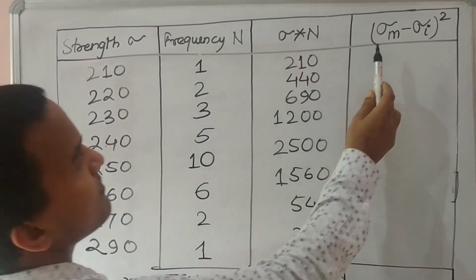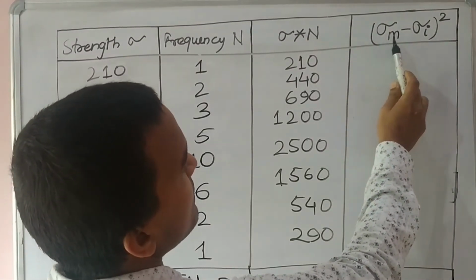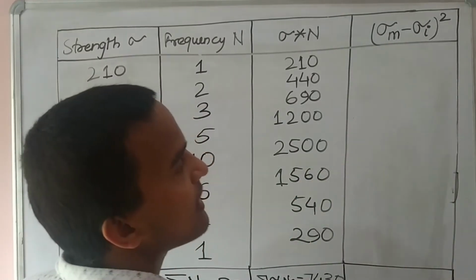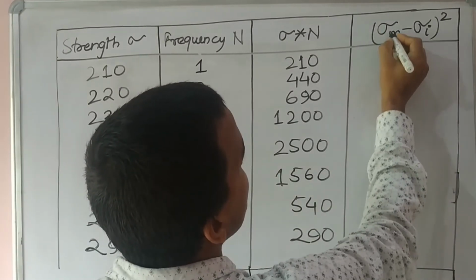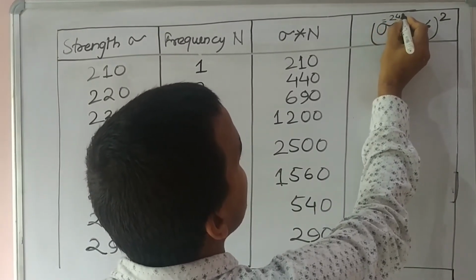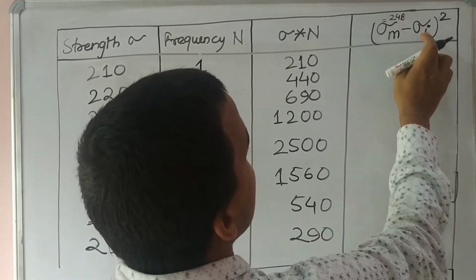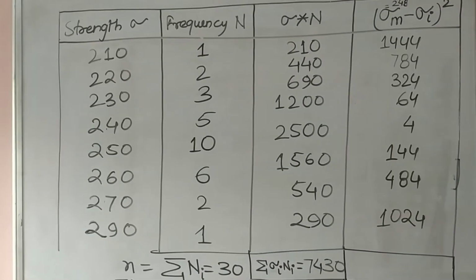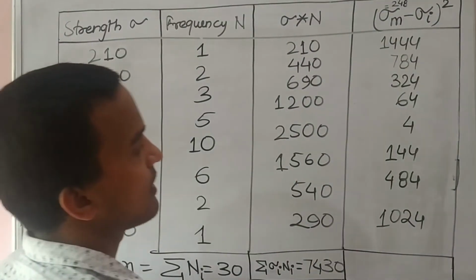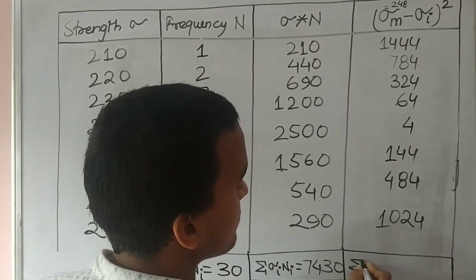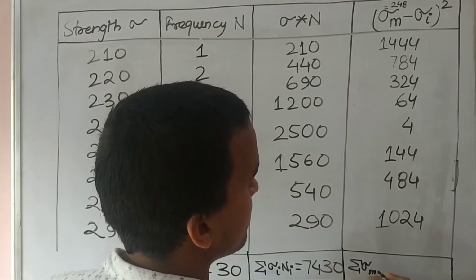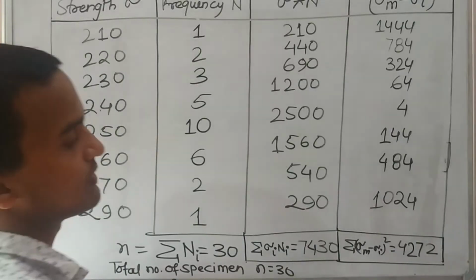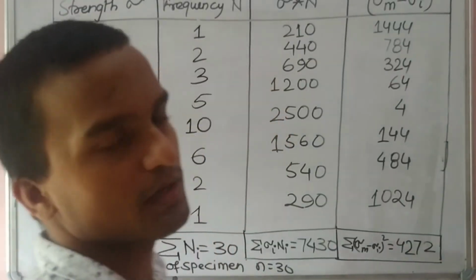Now in this column we are going to calculate the values of sigma M minus sigma I whole square. Sigma M, the mean strength that we have calculated, is equal to 248 megapascal, and from this value we have to subtract each value and do its square. So that's very easy, do it. So I have done all this calculation, and now finally we have to do the summation of all the results, sigma M minus sigma I whole square, and this is the value of the summation of sigma M minus sigma I whole square.